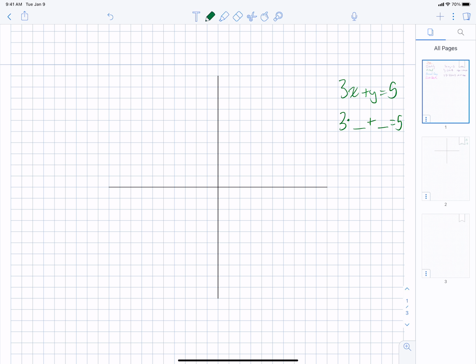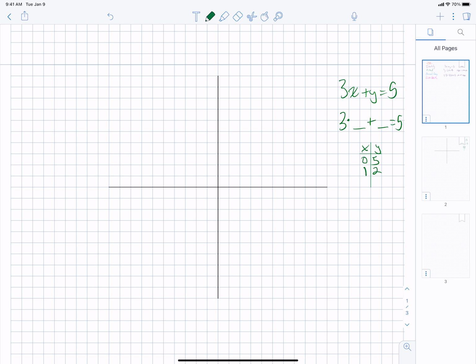Then we simply need to find some solutions that work, and typically we will put those solutions in a little t-chart. I'm making that right now. We'll put our solutions down there, and then we'll put them on our graph. Remember, trying zeros is always a good thing to do. So if I put in a 0 for x and a 5 for y, that works, right? 3 times 0 is 0, plus 5 is 5. So I'll stick those down here. 1 and 2 will also work. 3 times 1 is 3, plus 2 is 5. That also makes the equation true. So 1 and 2 is an answer.